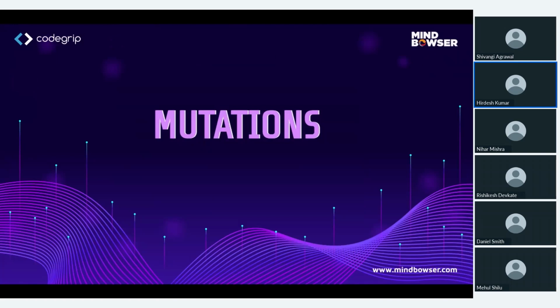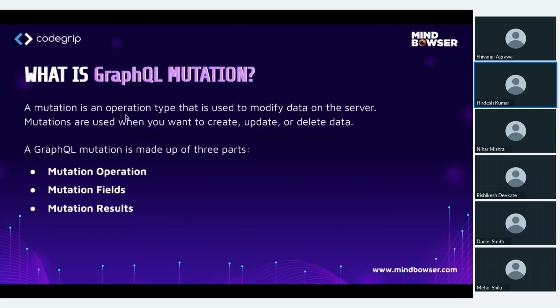Then I'm going to talk about mutations. So what is a mutation first? As I already told in the previous slides, whenever we are dealing with create, update, or delete, or any kind of modification operation we want to perform on the server, that time we will use mutations. Same as queries, mutations are also defined in the same way. So we will have a mutation operation, then we have mutation fields, and after modifying, what are the fields you want in the result. So that's the mutation result.